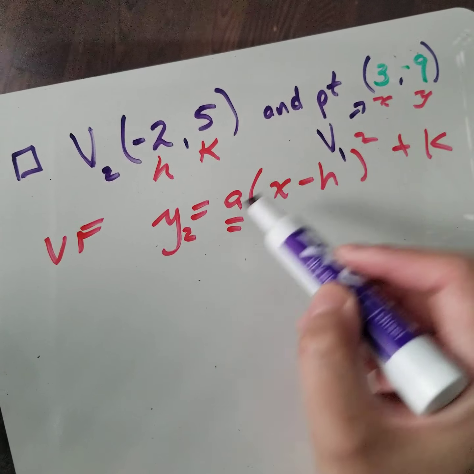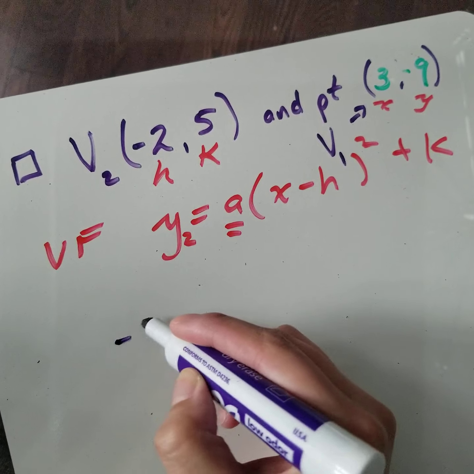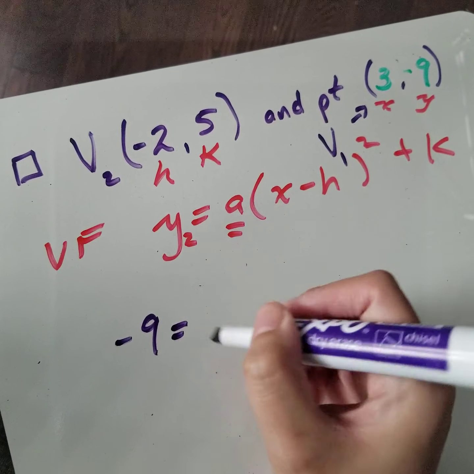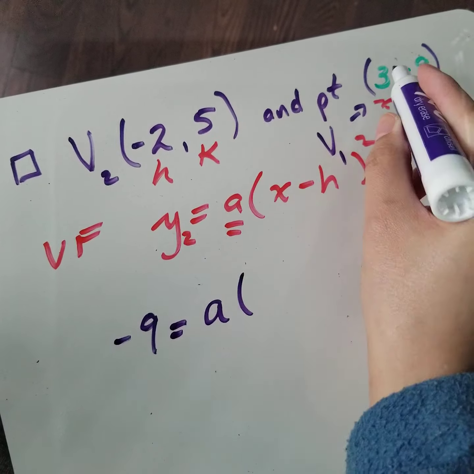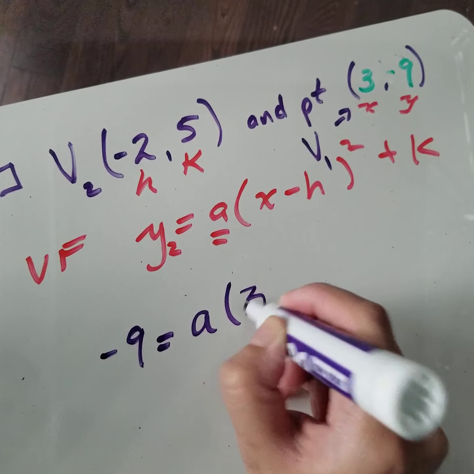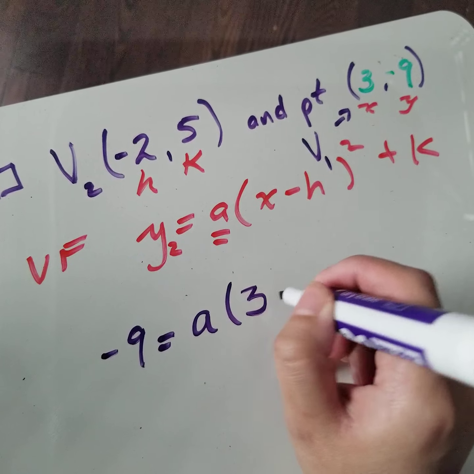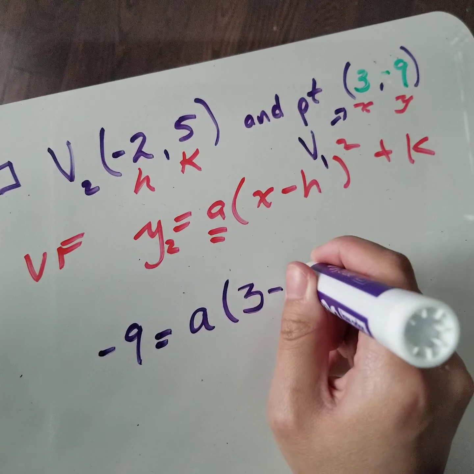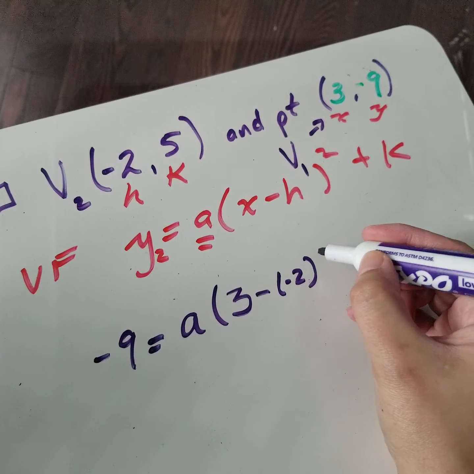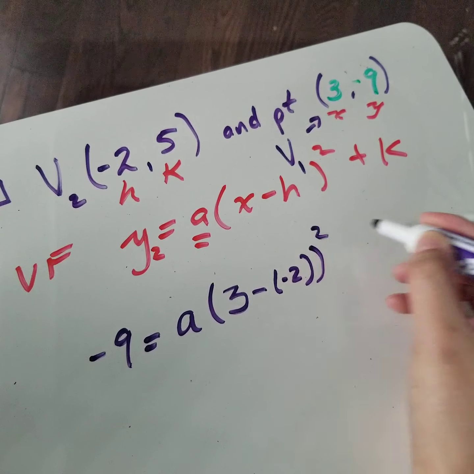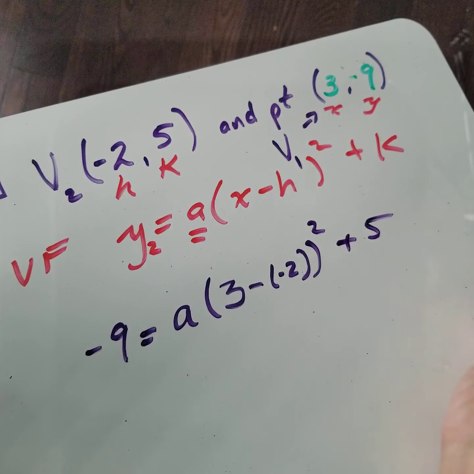So this y value over here is -9. This a we don't know, so we're trying to solve for that. This x that we found is equal to 3. This one would read as minus, substituting that here would be -2. So again, when it reads negative, this is why it becomes positive because of these two negatives. We'll square this, and then we'll add the 5.